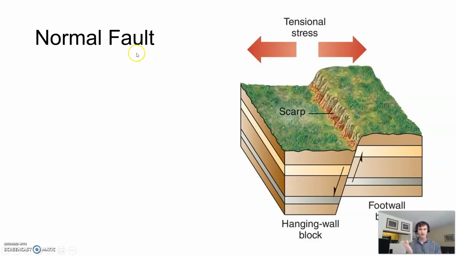So this is a normal fault. We call it a normal fault because this is what we see most commonly, cases where we have a break, like so, and where the hanging wall has moved down.